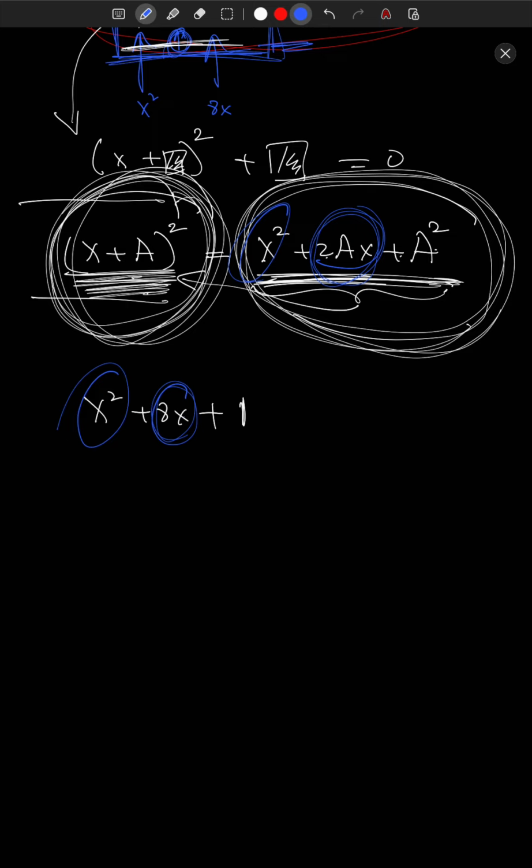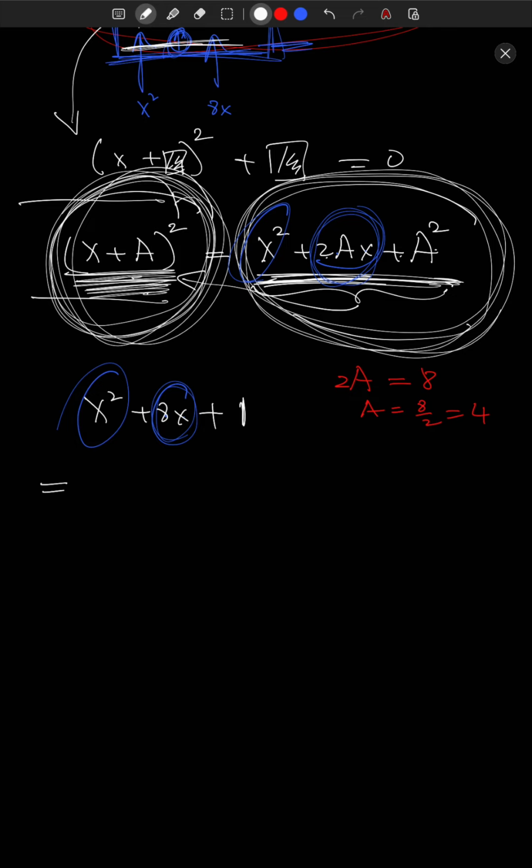Right? So the x's already are both there. So I need the 8 and the 2a to match, right? So I need 2a to be equal to the 8. That means a has to be 8 over 2, which is 4, all right? So in order to match, my a has to be 4.